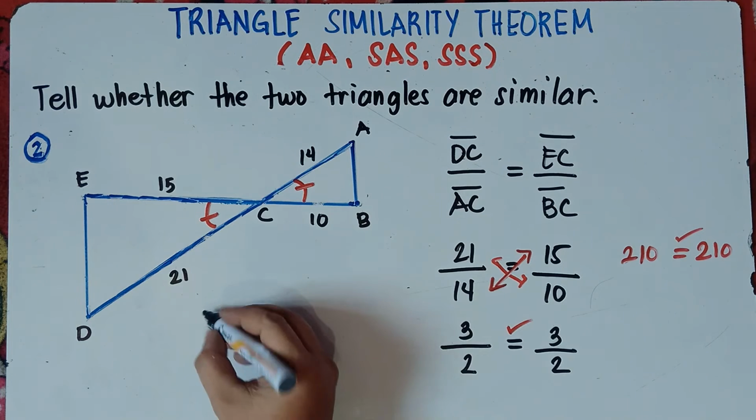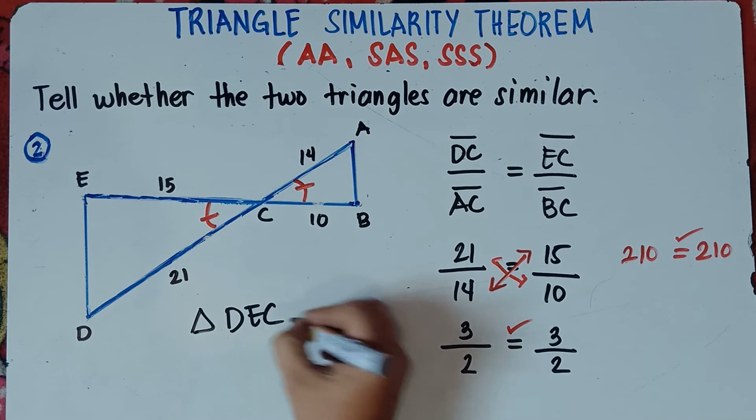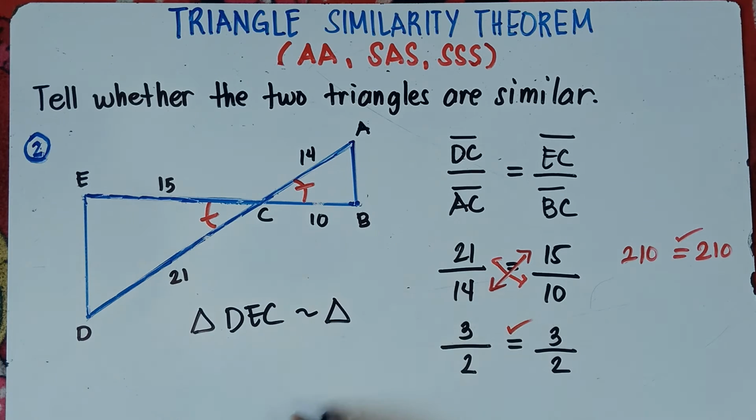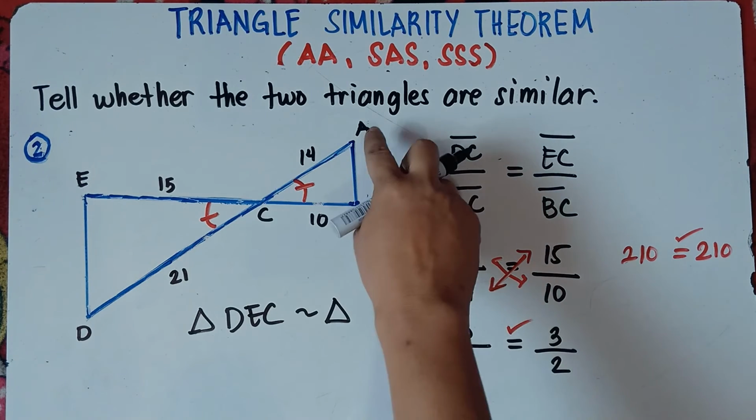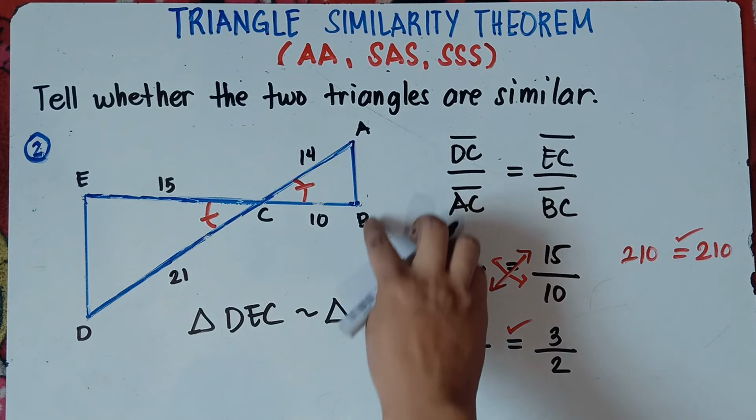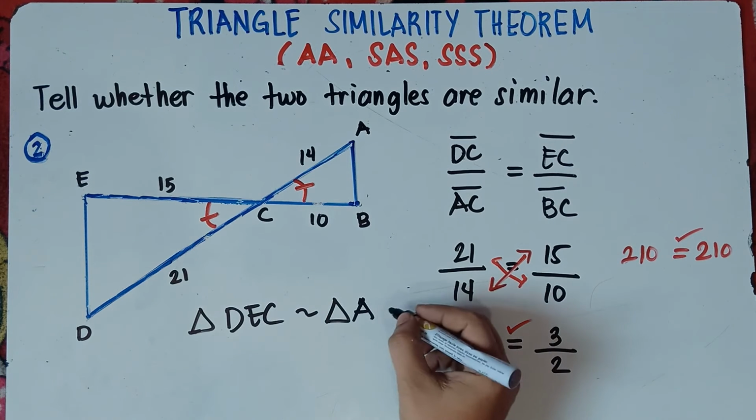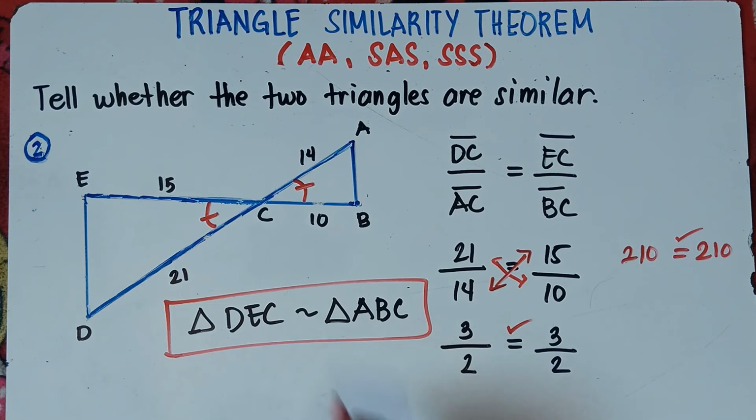So you can write this one, triangle DEC is similar to triangle. Once again, class, be careful in reading the triangle. You read this one DEC, and this angle D corresponds to angle A. So DEC, it should be ABC. Similar to triangle ABC. Alright, so that's it, class. Example number 2. I hope you get this one for number 2.